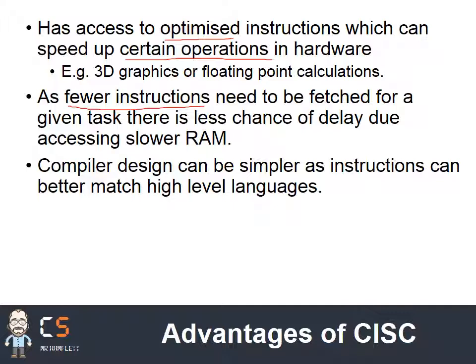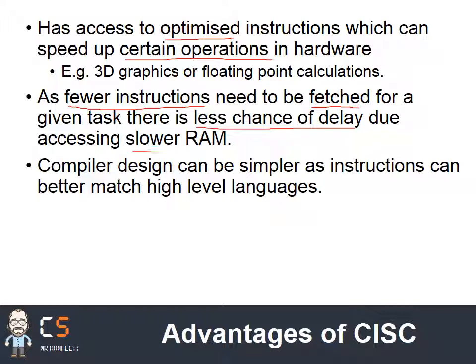Because we use few instructions to complete a task. Now remember, with RISC, I need quite a lot of instructions to do a single task. With CISC, because I need few instructions, I need fewer fetches. Now remember, a fetch from memory is a slow operation because I'm having to access something from memory, which can be up to 16 times slower than the CPU. So there's less chance of delay due to accessing slow RAM.